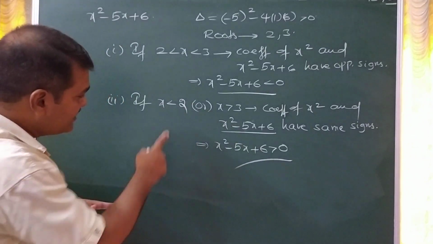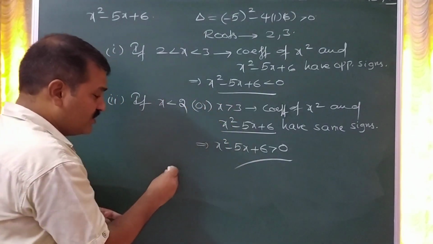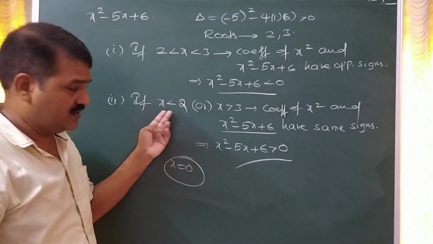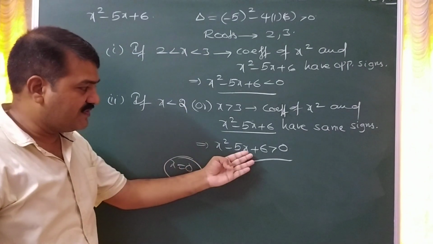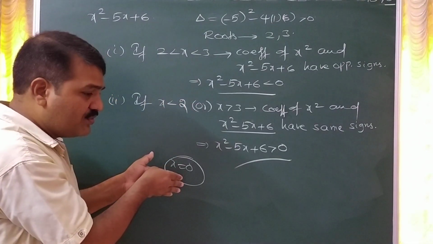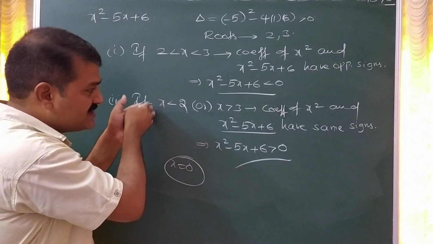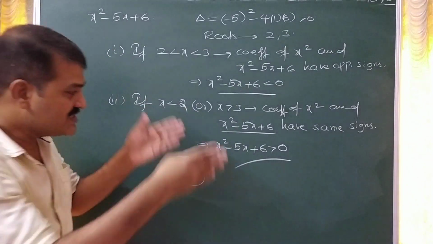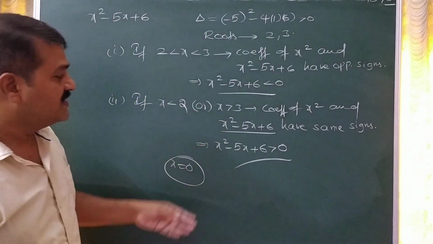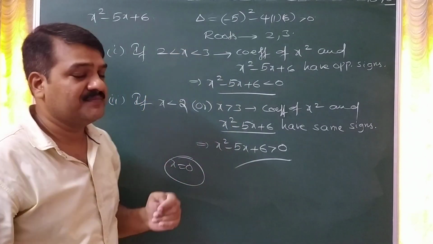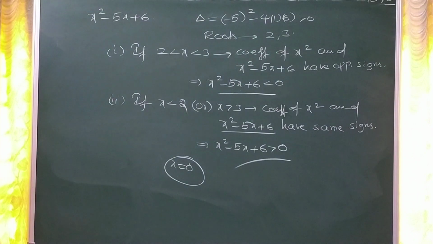Let us take any x value which is less than 2 or more than 3. Put x equal to 0. 0 is less than 2 only, no? Check. For x equal to 0, we are getting 6, positive, correct? So without even substituting, for any x value less than 2 or more than 3, this is going to be positive, we can say. So this is the sign of the expression for these x values. This is the discussion of signs of quadratic expressions.